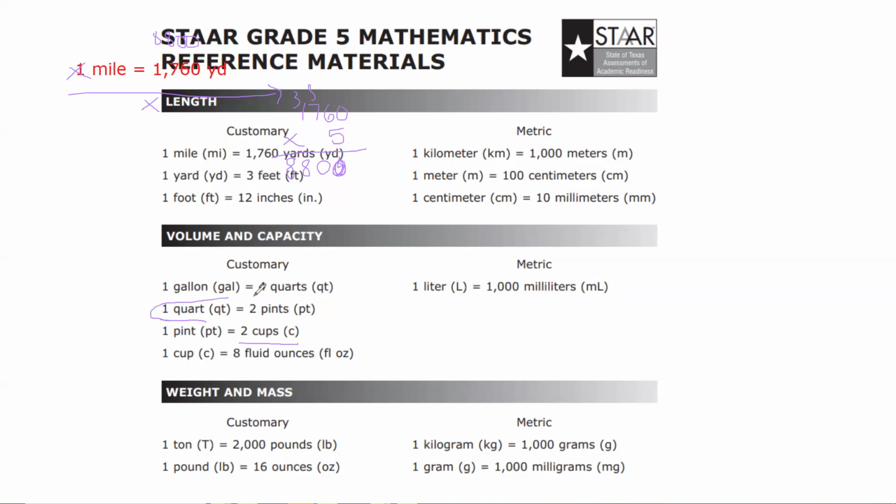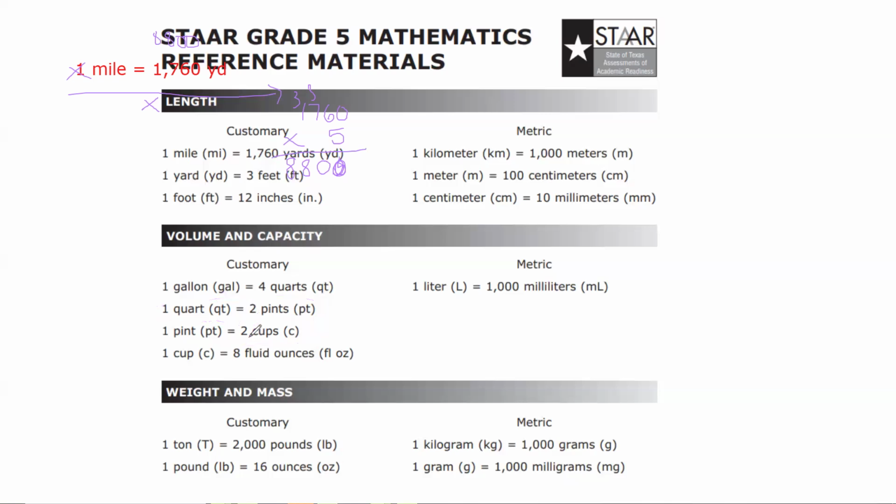I'm going from 1 quart, and I need to get down to cups. Is 1 quart the same thing as 2 cups? It is not. 1 pint is the same thing as 2 cups. 2 pints is the same thing as 1 quart. So to figure out how many cups are in a quart, we have to multiply these two numbers. 1 quart is the same thing as 4 cups. 1 quart is 4 cups. I had to multiply these numbers.